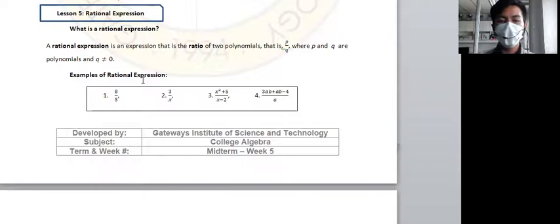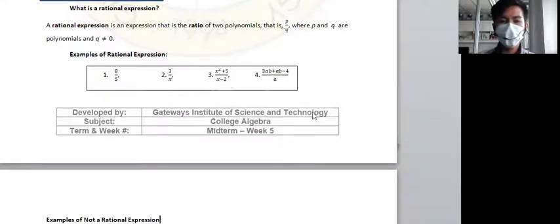So example number one, we have 8 over 5. Example number two, we have 3 over x. Example number 3, we have x squared plus 5 all over x minus 2. Then example number 4, we have 3ab plus ab minus 4 all over a.